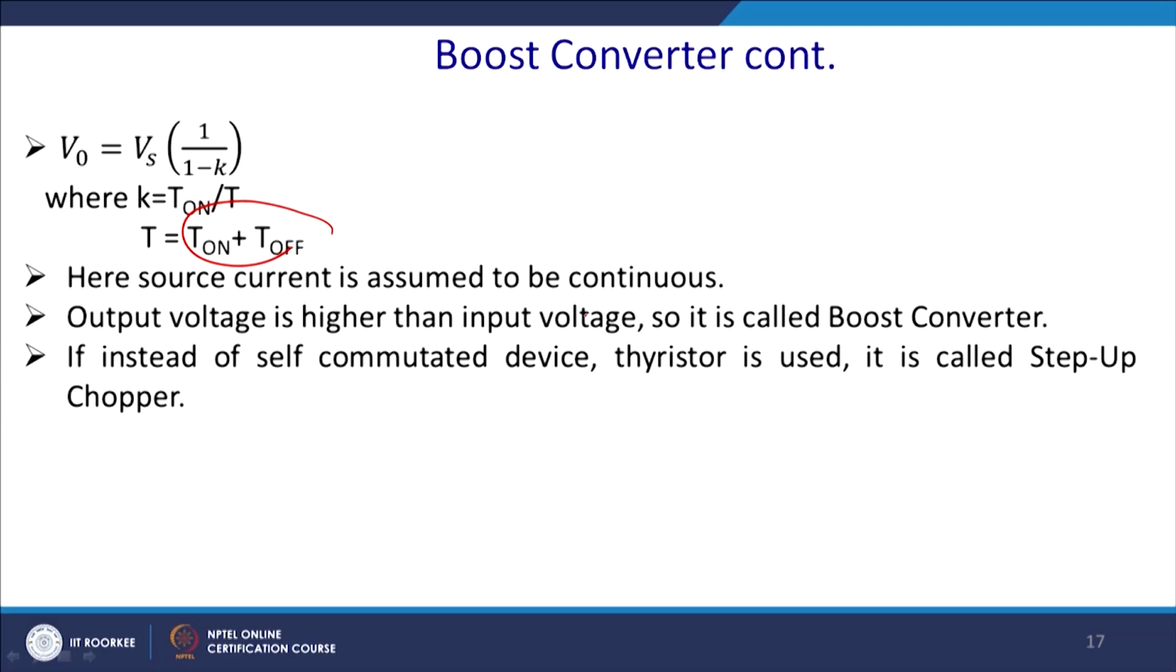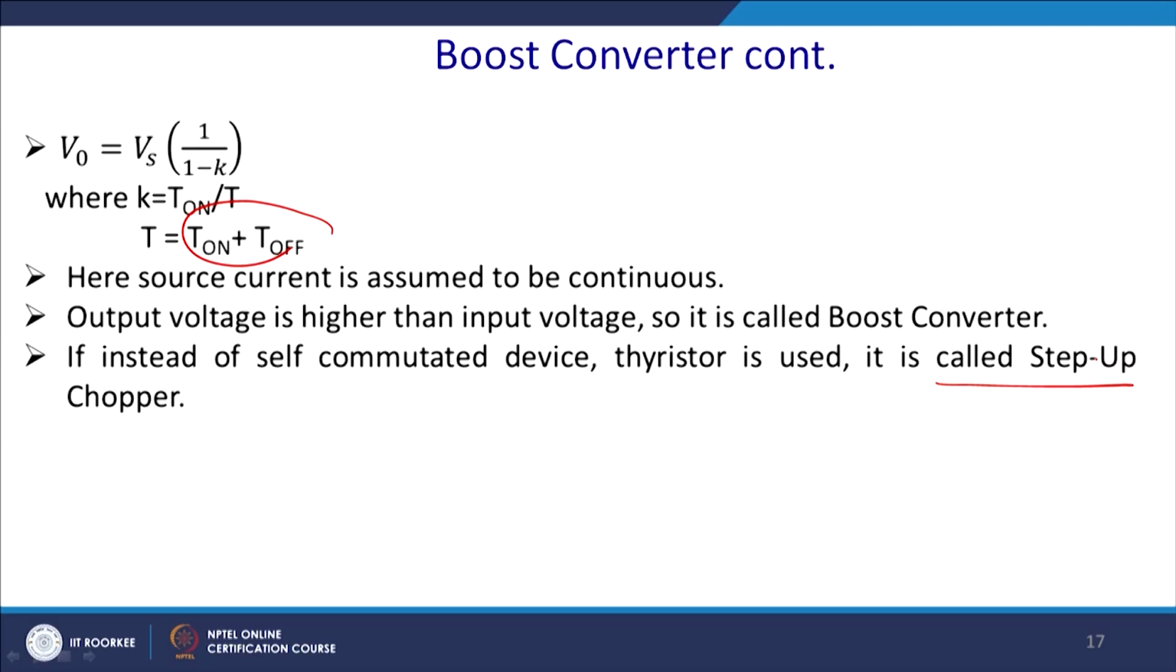The source current is assumed to be continuous and it is in CCM mode. The output voltage is higher than the input voltage. For this reason it is called the boost converter. If a thyristor with a commutation device is used, it is called the step up chopper. We can see this when we require regenerative braking in the DC motor. So, we use this kind of application called the step up chopper.